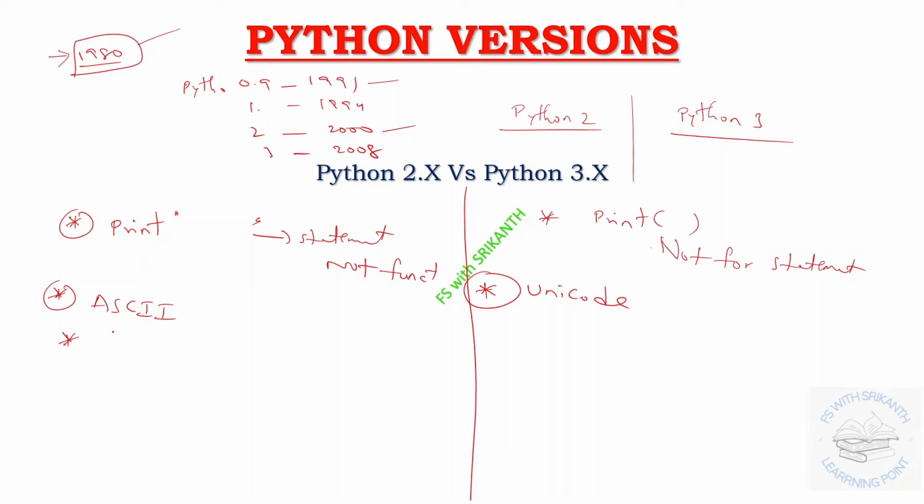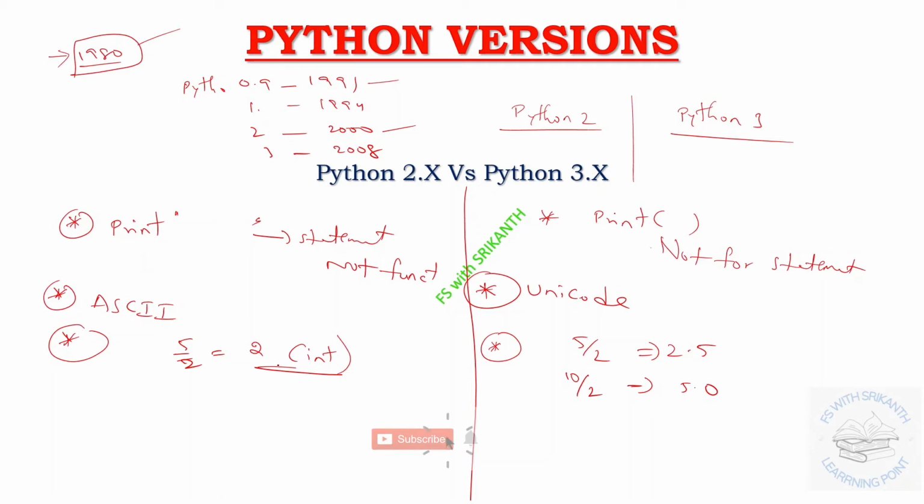Next, Python 2 division. When you do a division, suppose 5 by 2, you will get 2, an integer only. In Python 3, when you do 5 by 2 and 10 by 2, you get 2.5 and 5.0. This means in Python 2, when you divide two integers, you get only an integer as the result, but in Python 3 you get a float result.